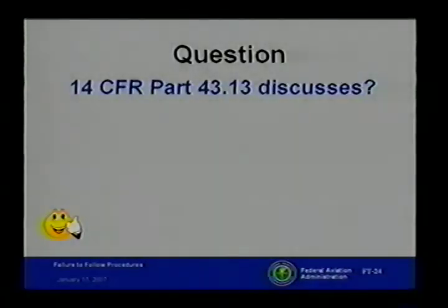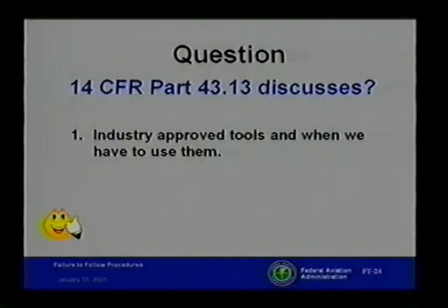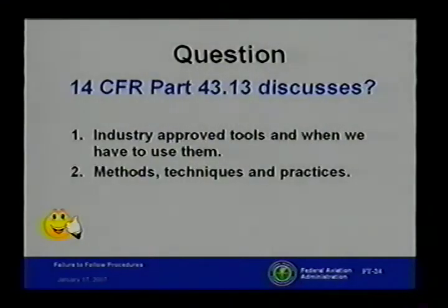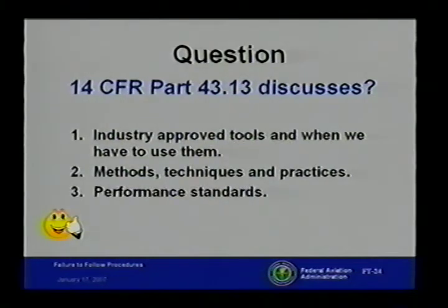So I have a question for you. Under 14 CFR Part 43.13, what does it discuss? This could be a rhetorical question. It discusses industry-approved tools, when we have to use them, methods, techniques, and practices, and performance standards. So those are the three things that we discussed in 43.13: industry-approved tools, methods, techniques, and practices, and performance standards.